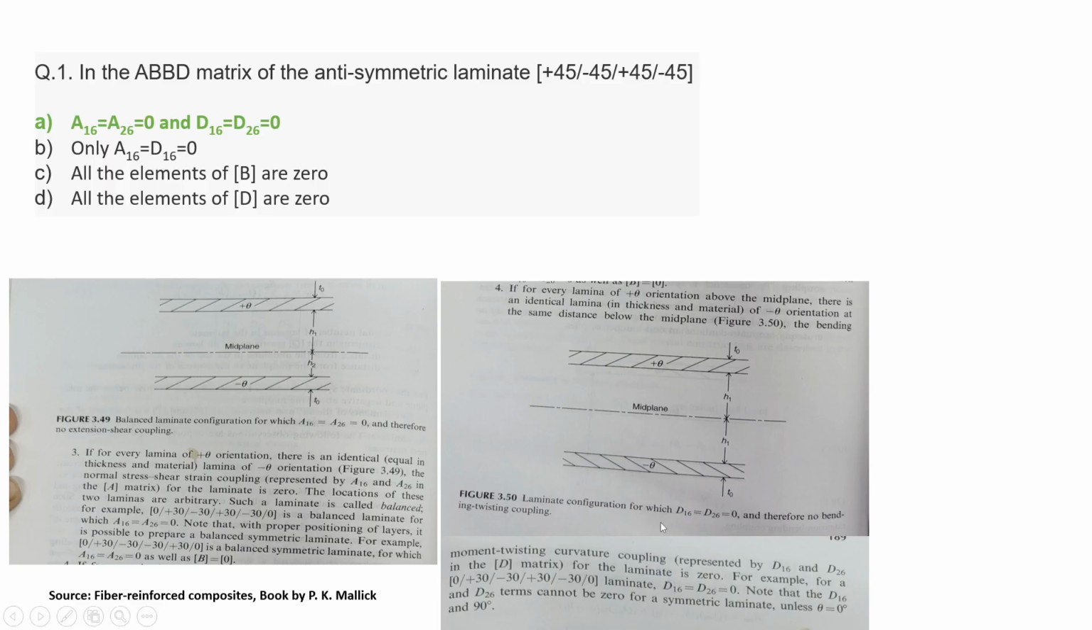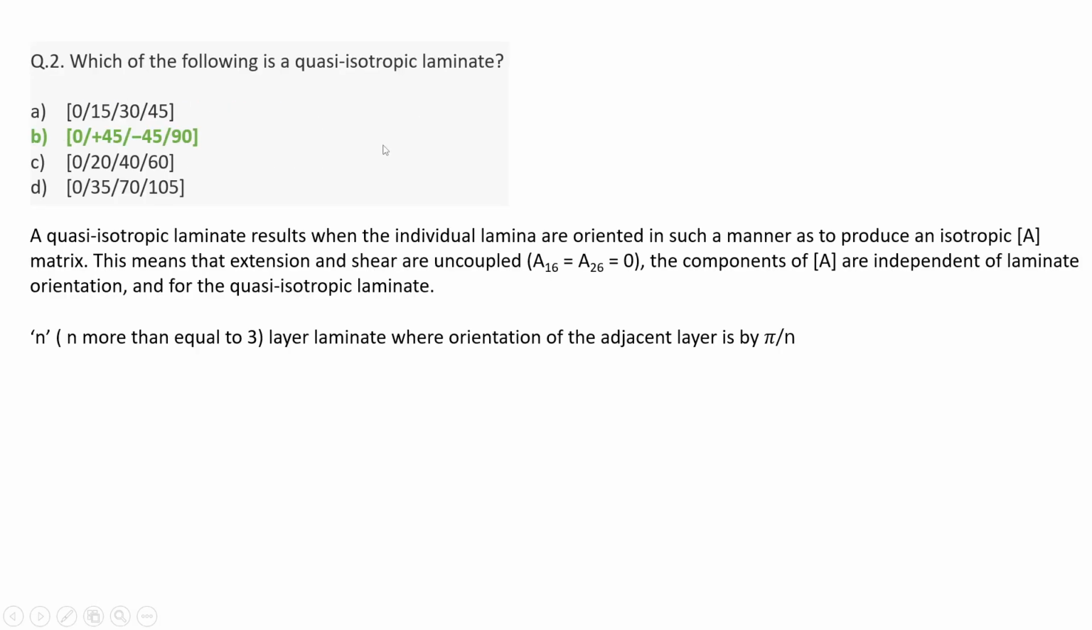So from this point also we get that the bending moment twisting curvature coupling will be 0. So D16 and D26 for this laminate system will also be 0. So option A is the correct one. Next question is, which of the following is a quasi isotropic laminate?